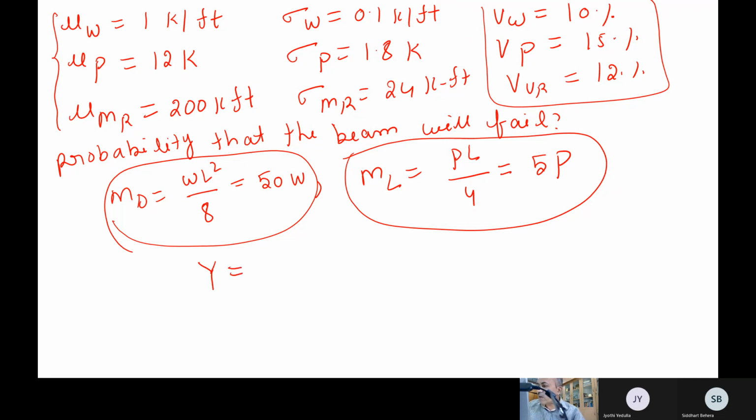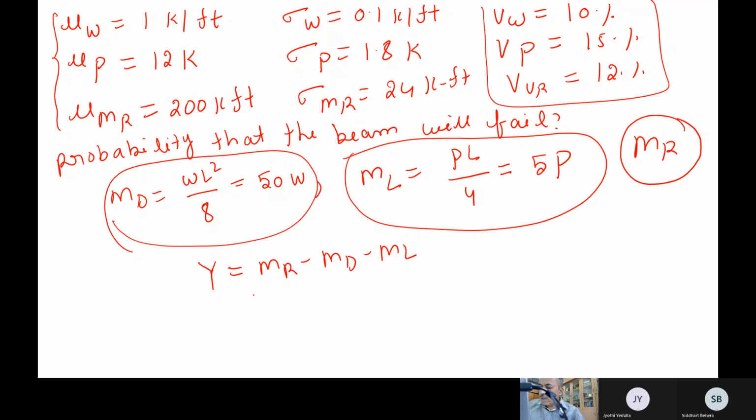Now what will be the performance function? MR is the moment due to the actual resistance. Now what will be Y? So I know MD, I know ML, that is from the concentrated load, and I know MR, that is from the resistance. So now what will be the performance function? Y will be MR minus MD minus ML.